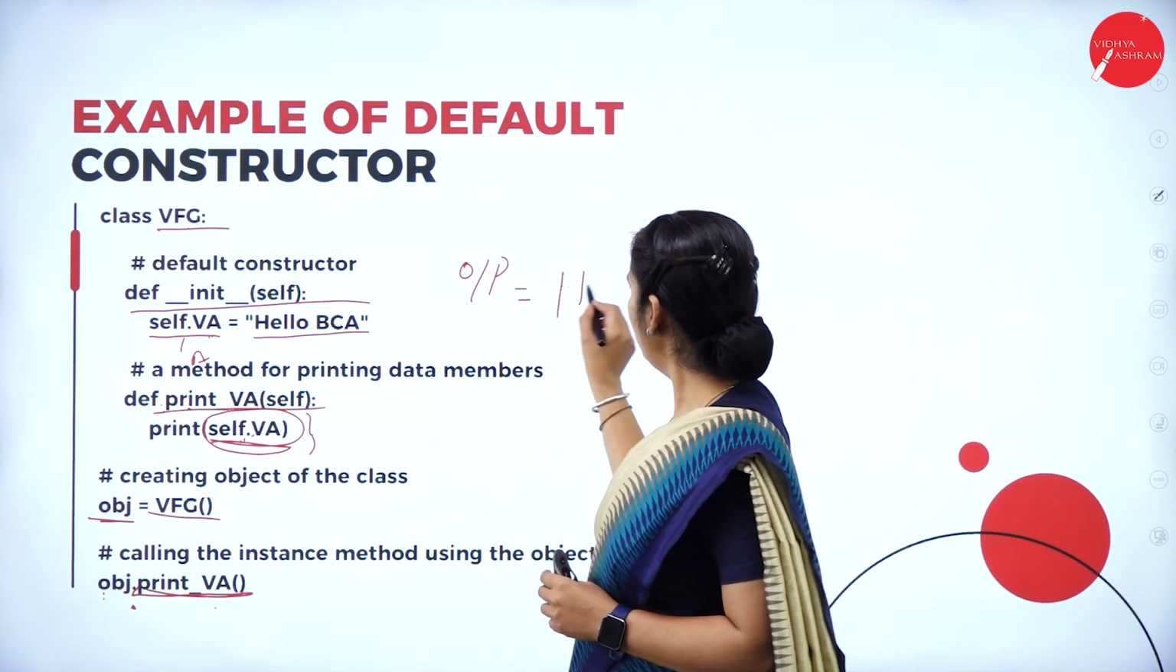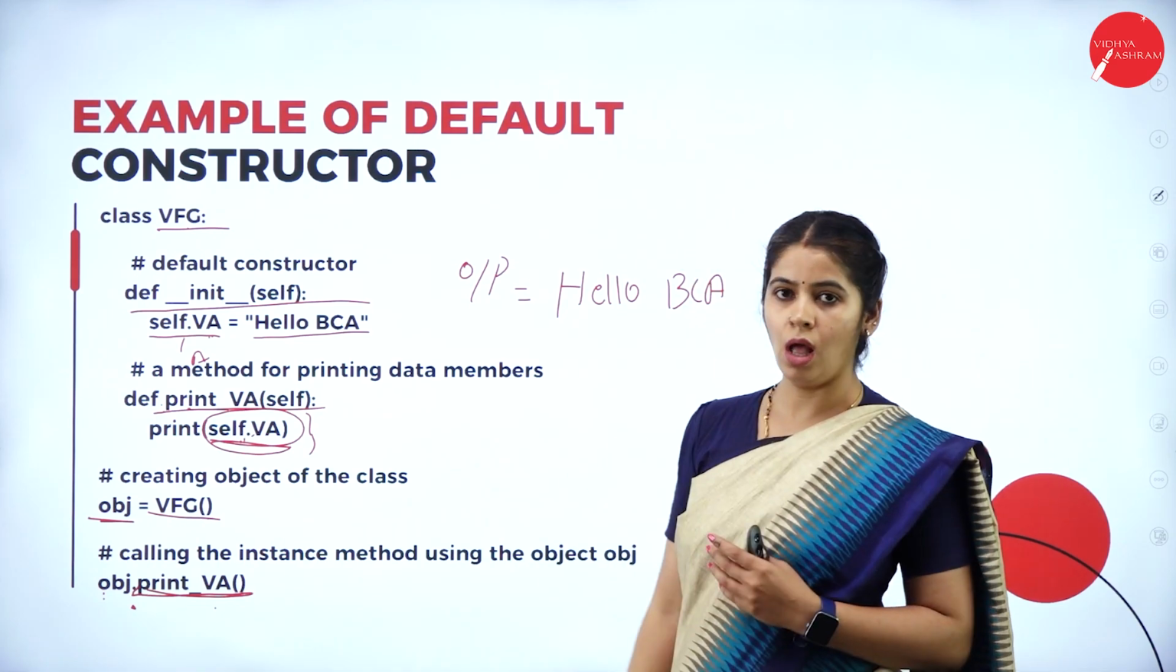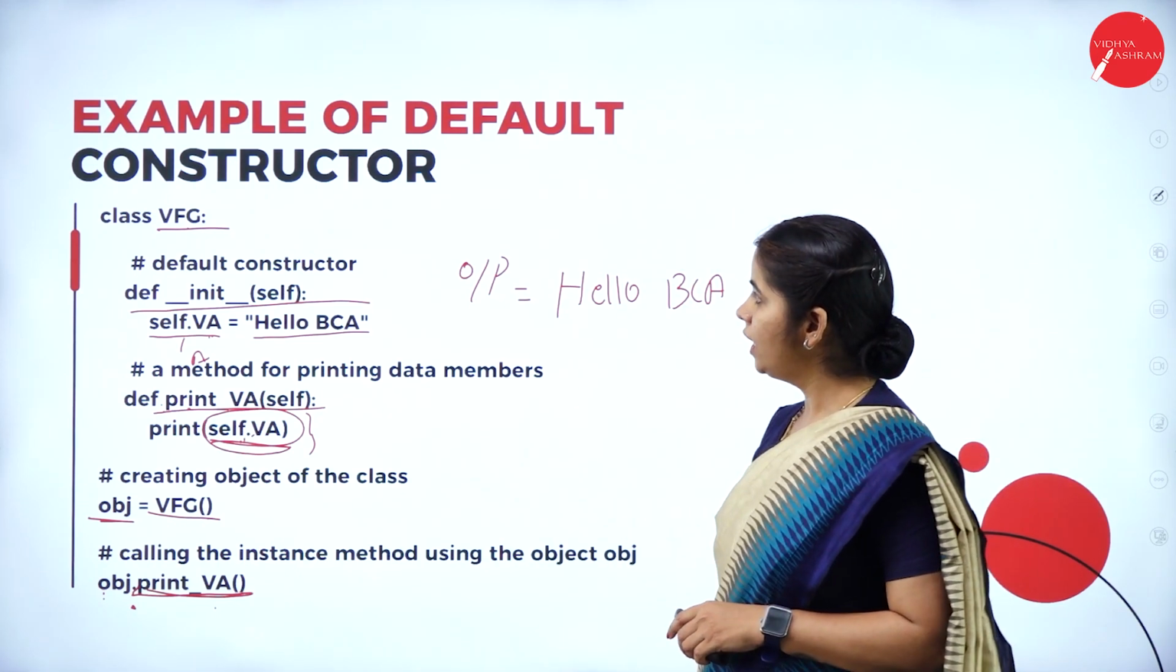Output will be hello, B.Ca will be your output. Okay, this is for default constructor.